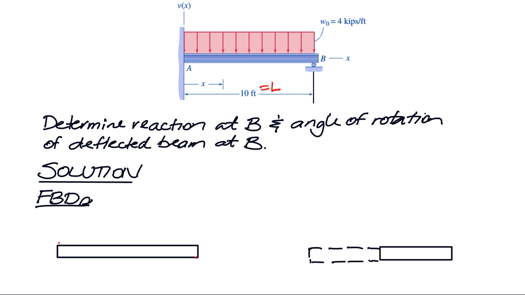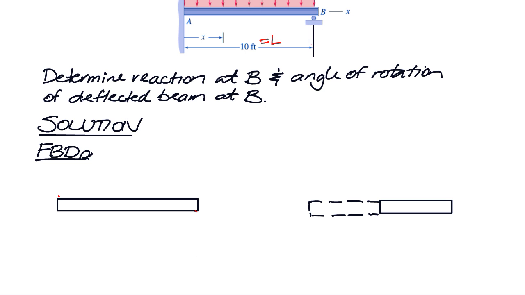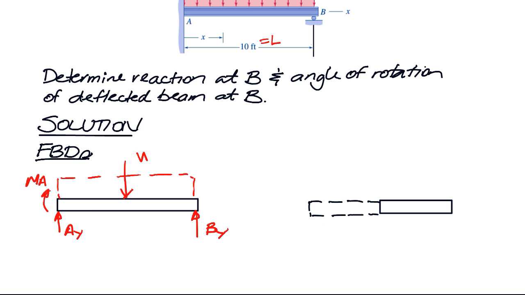We know that we need to start out with our appropriate FBDs, so let's first look at a free body diagram of the entire beam. Reaction forces on the left side of AY, reaction couple there of MA, a reaction force of BY, and we have this line load, which is going to be putting a resultant force of W0 times the length L.